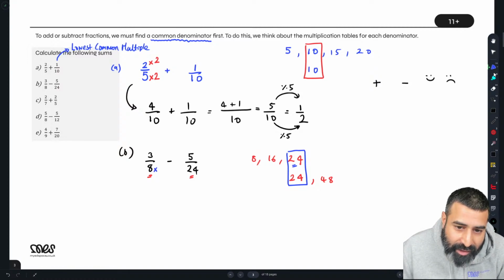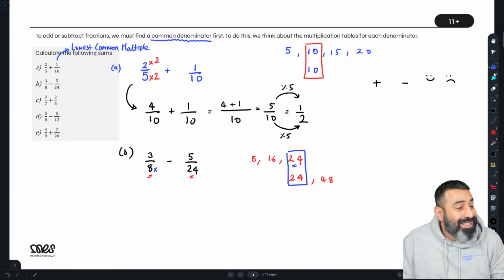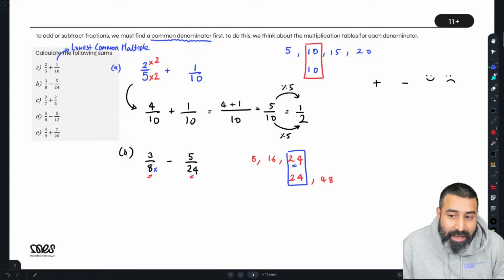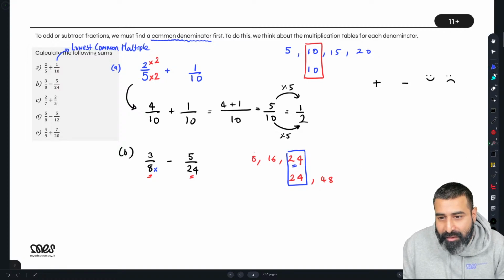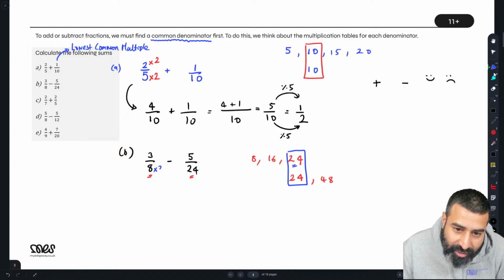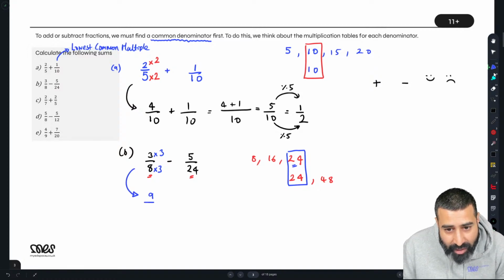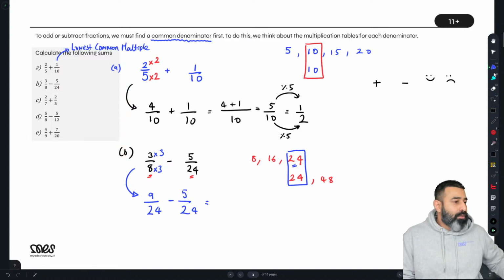So now what I'm thinking, what number do I need to multiply 8 by to get to 24? So 8 times some number gets me to 24. Have a look at this. Not 8 times 1, but 8 times 3. Absolutely, good stuff. So I multiply that by 3. So whatever I do to the denominator, I do to the numerator as well. And now we're in business. So my numerator now becomes 9, and my denominator becomes 24, and I'm taking away 5 over 24. Okay, so what do I do here?